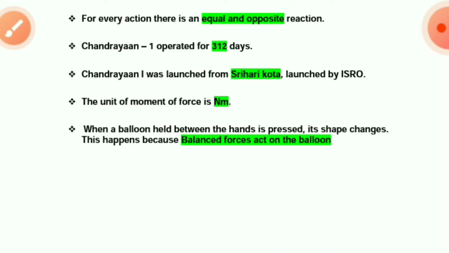Chandrayaan-1 was launched from Sriharikota by ISRO. The unit of momentum of force is Newton meter. When a balloon held between the hands is pressed, its shape changes. This happens because balanced force acts on the balloon.